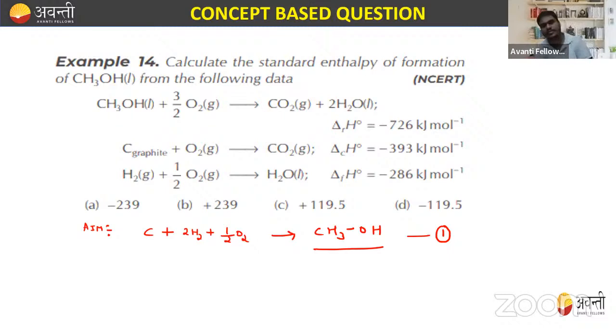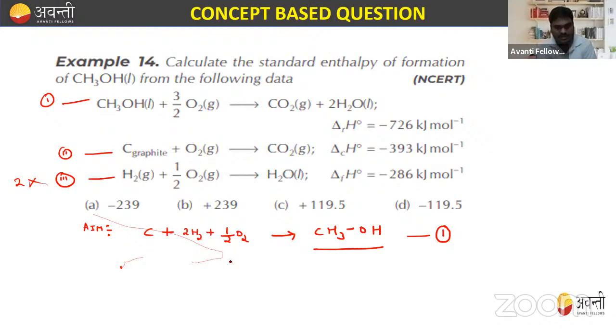So how will you fulfill this aim using these three equations? Let me write the name of the equations. This is equation number one, this is equation number two, and this is equation number three. From equation two, we get the value of C. From equation three, we get the value of H2, just by multiplying this equation by two. And methanol is on the left hand side, so just subtract this equation.